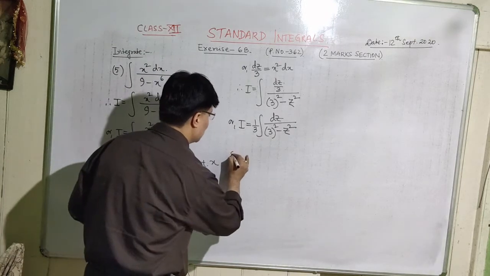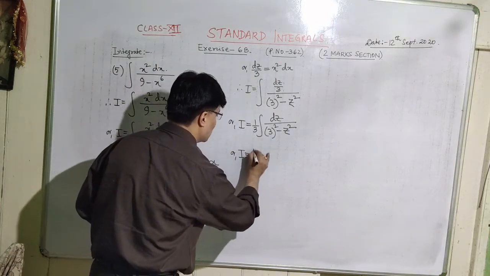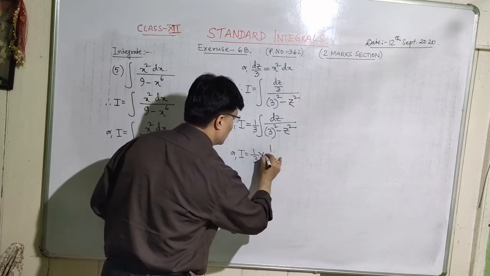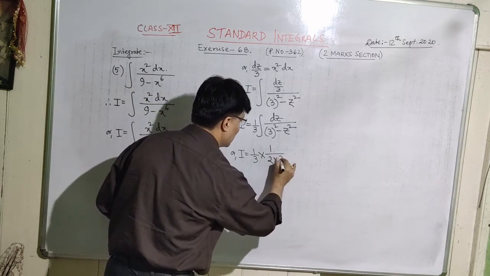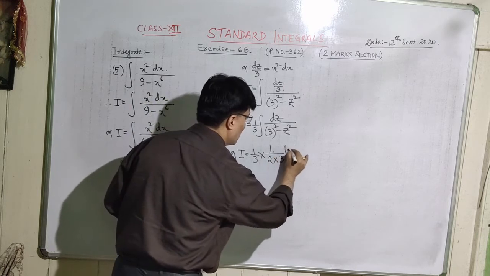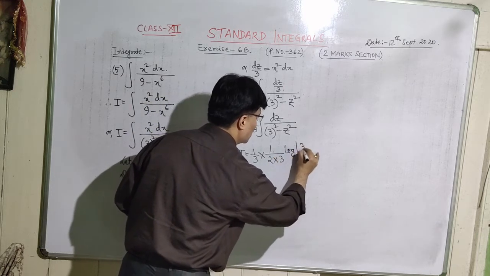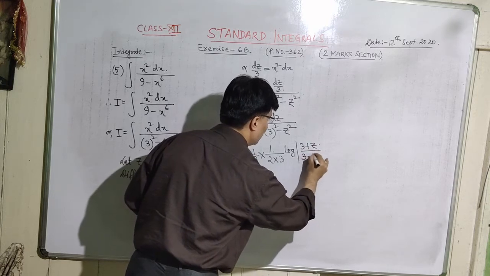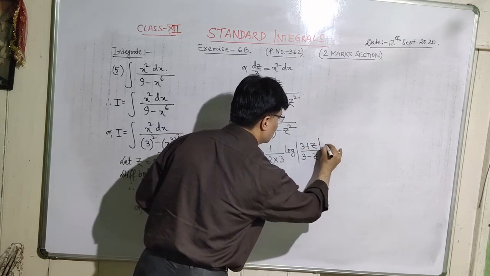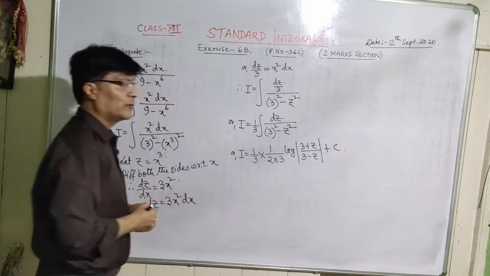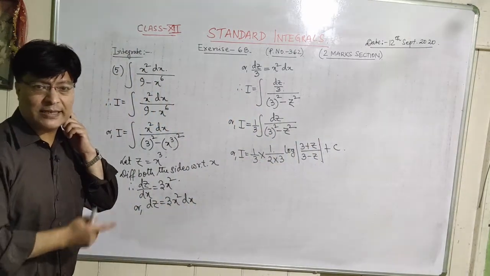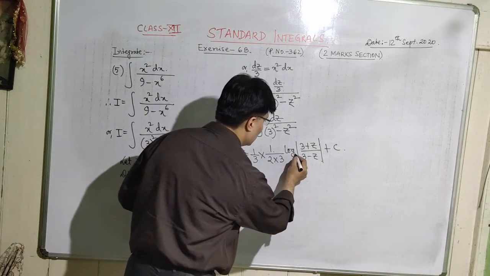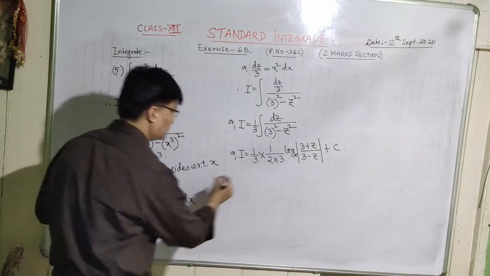So let us write here, I is equal to 1 upon 3 constant, you have to write it, into 1 upon 2a. 1 upon 2 into what is a? 3, log within mod a plus x, that is 3 plus z divided by a minus x, 3 minus z, plus c. A minus x means 3 minus z, a plus x means 3 plus z. And what is the base here? The base is e.